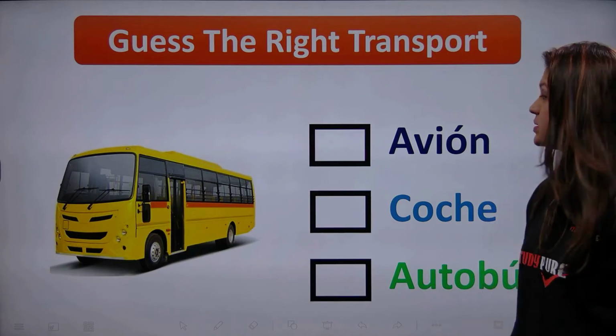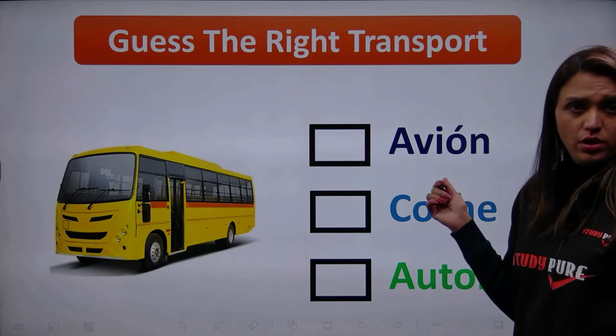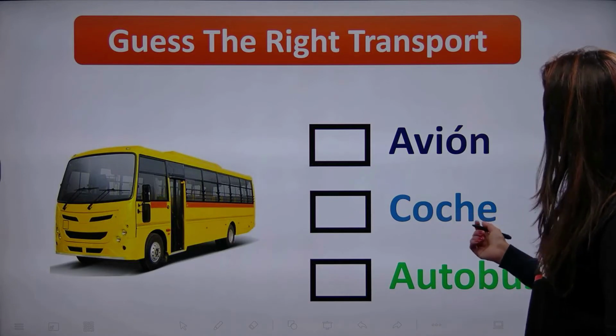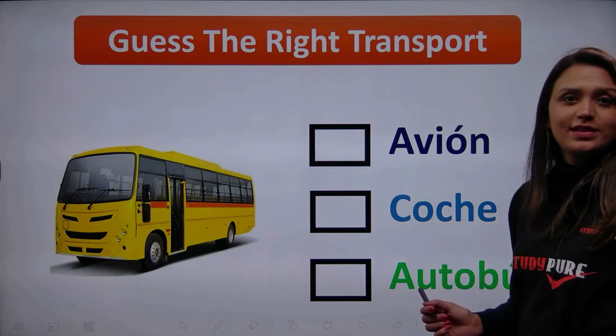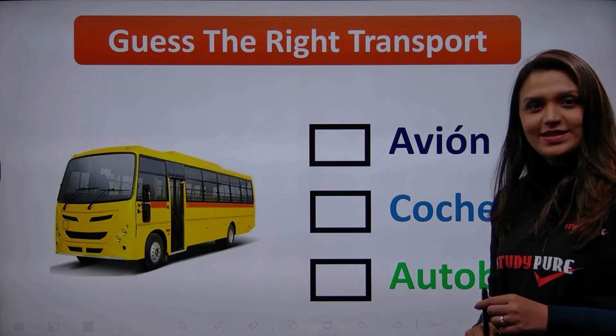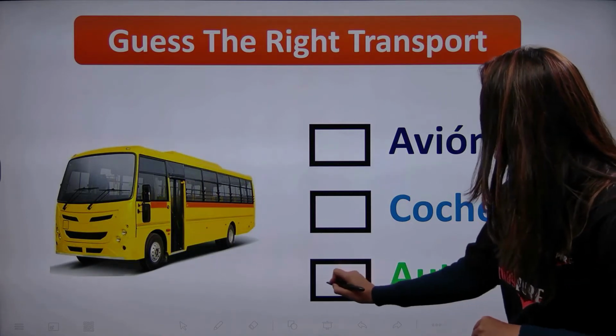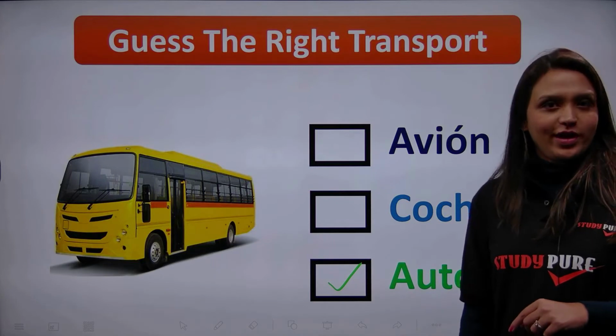Okay. Now I have this shiny yellow bus for you all. What do you think this is? Is this an avión? Is it a coche? Or is it an autobús? Oh yes, you're all right. It is an autobús. Correcto.